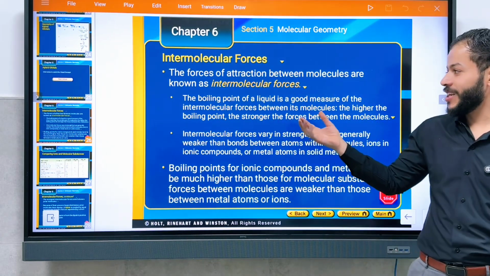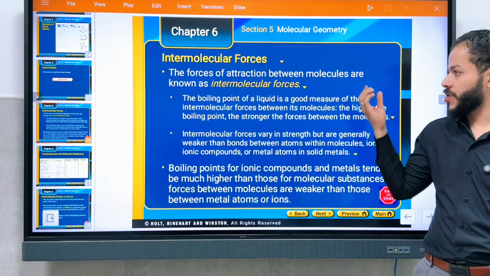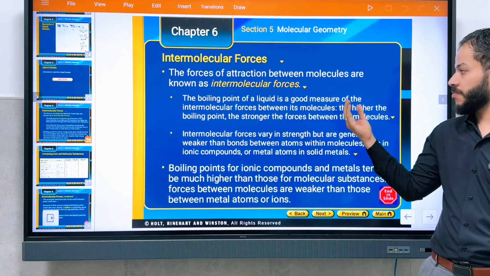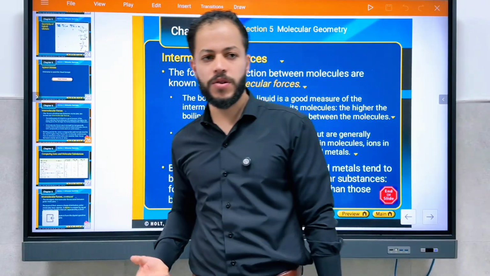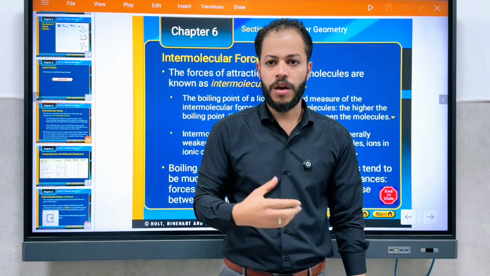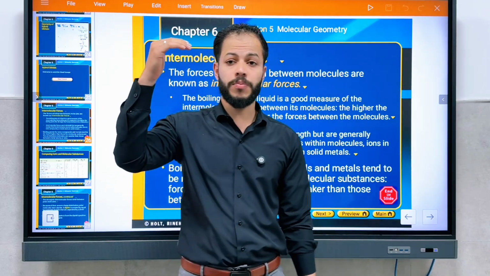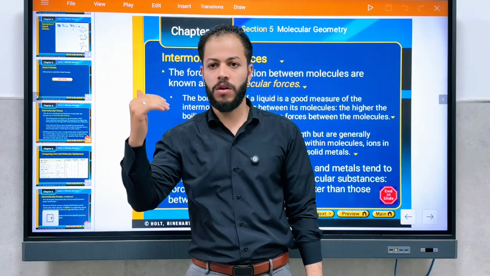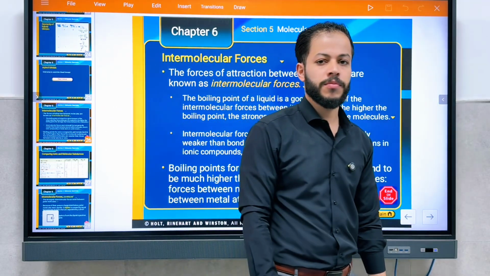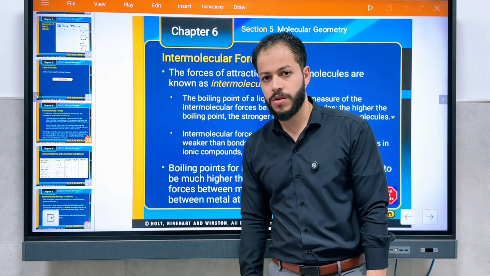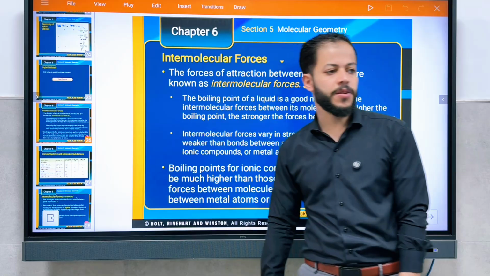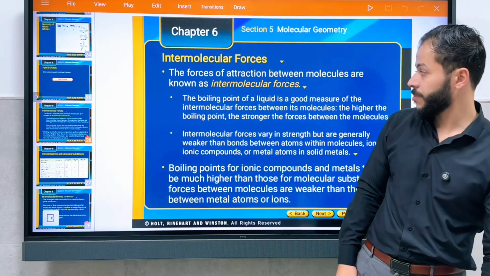The boiling point of a liquid is a good measure of the intermolecular forces between its molecules. This means we can measure the strength of intermolecular forces by the boiling point. If we have a substance with high boiling point, does this mean high or low intermolecular attraction? High intermolecular attraction. So this is how we measure the effect of the intermolecular forces, by boiling or melting point.